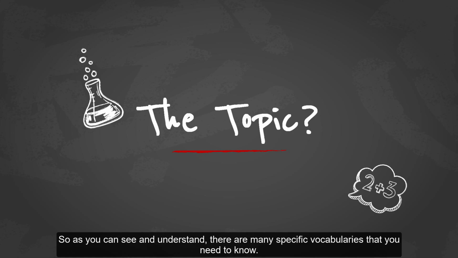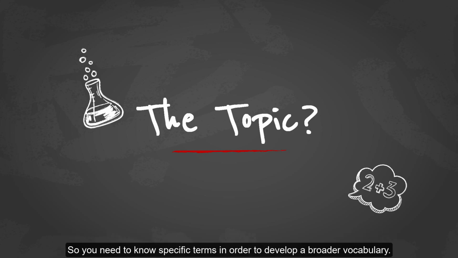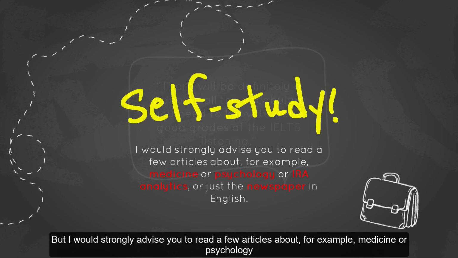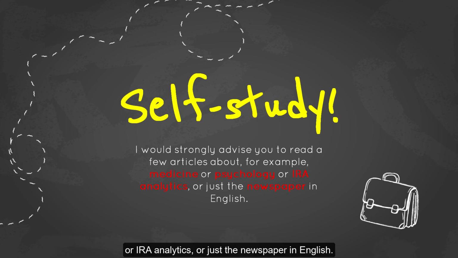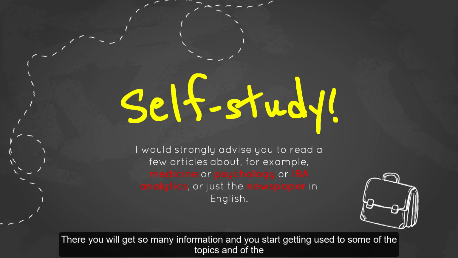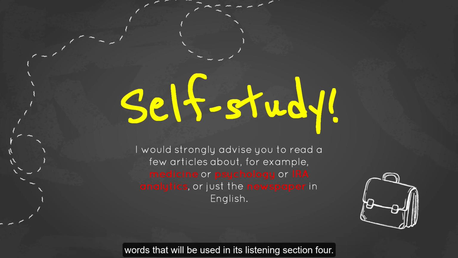So as you can see and understand, there are many specific vocabularies that you need to know. So you need to know specific terms. In order to develop a broader vocabulary, there will definitely be a video on all the vocabulary you need to know to get good grades at the IELTS listening, but I will strongly advise you to read a few articles about, for example, medicine or psychology or aeronautics, or just the newspaper in English. There you will get so much information, and you will start getting used to some of the topics and of the words that will be used in IELTS listening section 4.